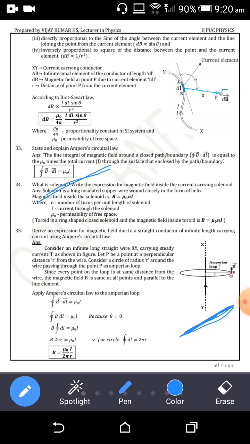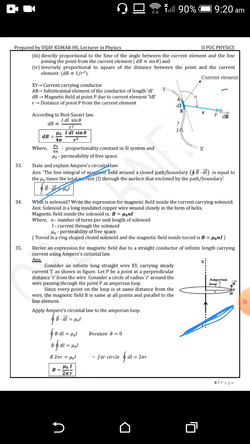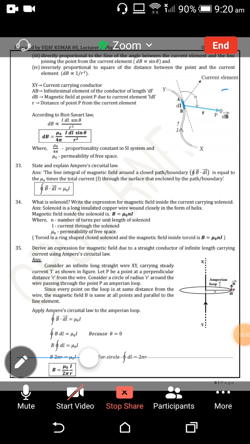So hence we are going to express the Ampere circuital law in mathematical form as closed integral of vector B dot vector dl is equal to mu naught into I. Okay, so this is the mathematical form of Ampere's circuital law. So this is regarding the Ampere circuital law. Next we will go through the solenoid.